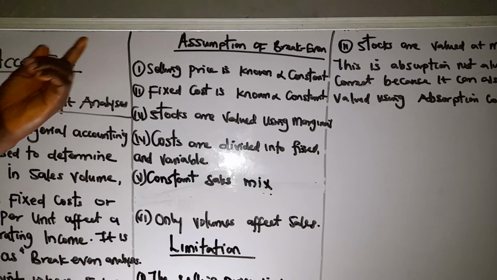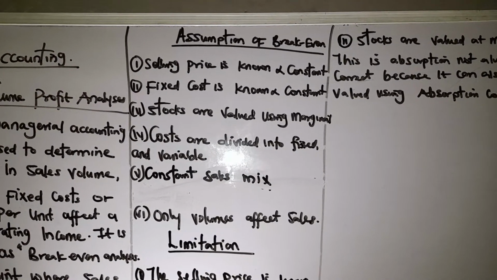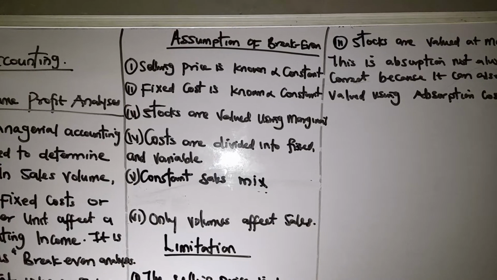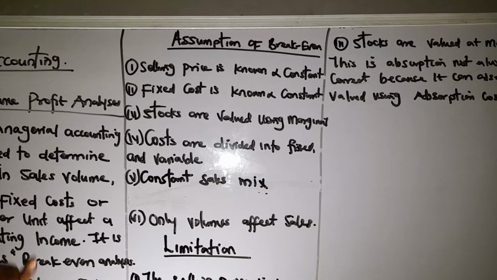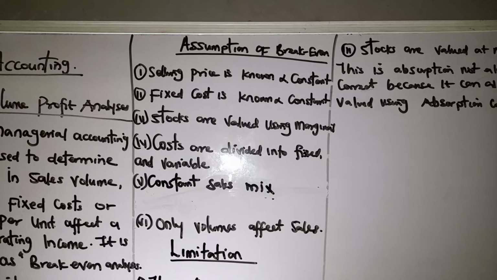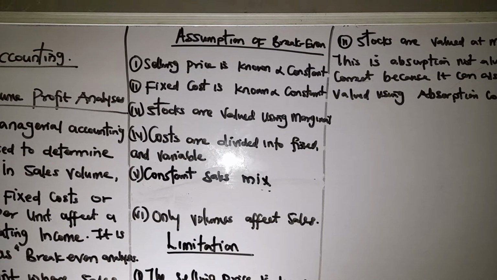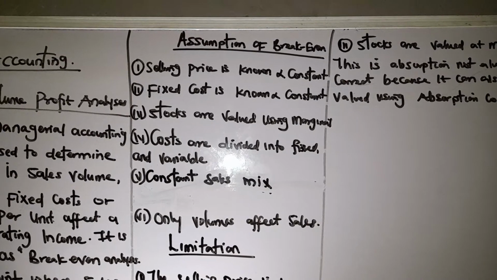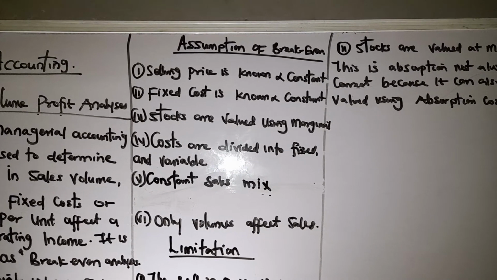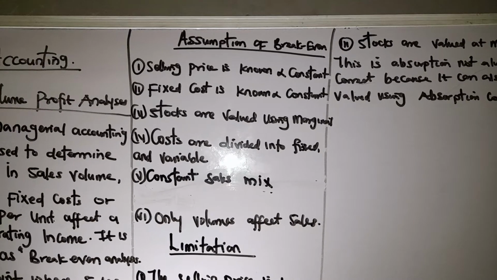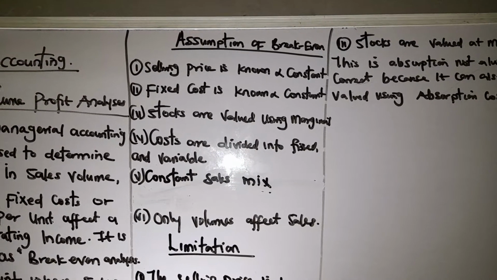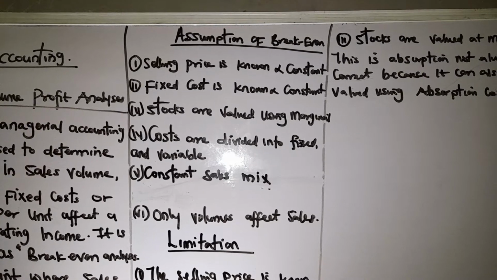Number two, the fixed cost is known and constant. That means you can't solve break-even analysis or CVP without what? The fixed cost. You must know the fixed cost, and the assumption is saying even if you know it, it must be constant. Then number three is telling us here that the stock is valued using marginal costing techniques or contribution margin. That is what number three is trying to explain.